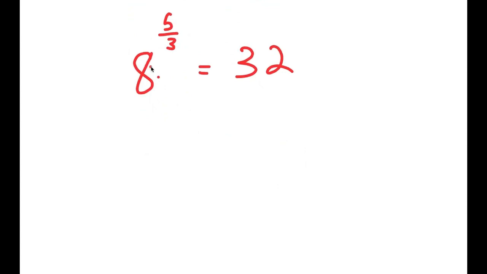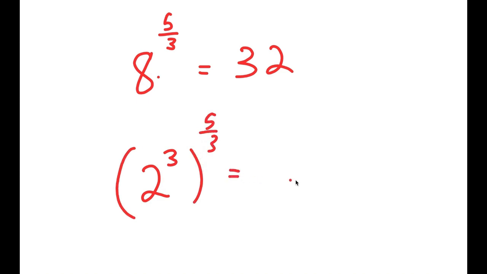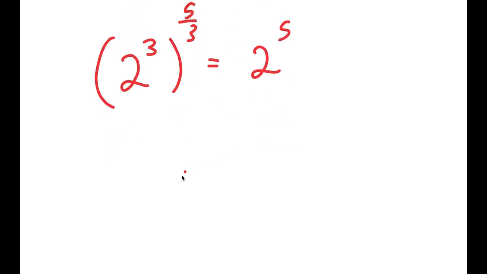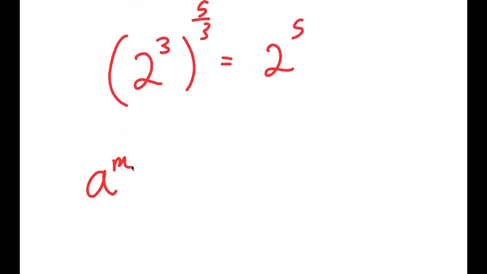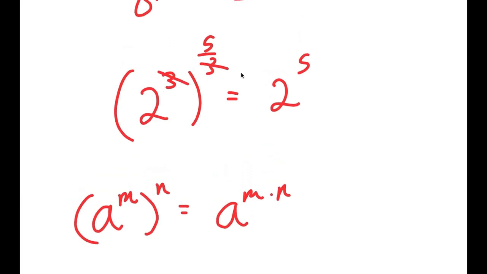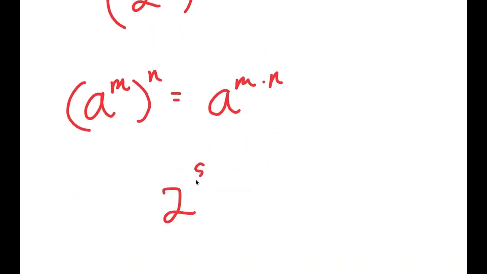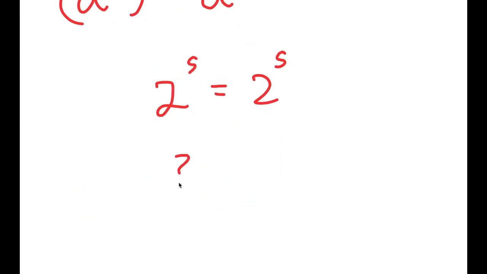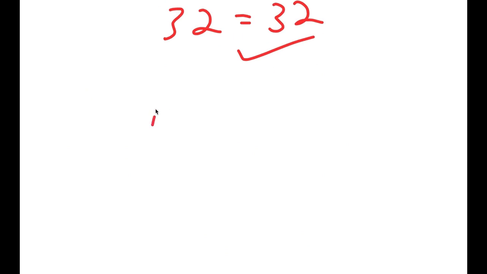Now, 8 is the same thing as 2 to the power of 3. So I get 2 to the power of 3 to the power of 5 over 3 is equal to 32, and 32 is the same thing as 2 to the power of 5. And if I have something in the form a to the power of m to the power of n, this is equal to a to the power of m times n. So these two 3's cancel out, and I get 2 to the power 5 is equal to 2 to the power 5, or this is the same thing as 32 is equal to 32. This is right. Now, I also have a second method of solving this problem.